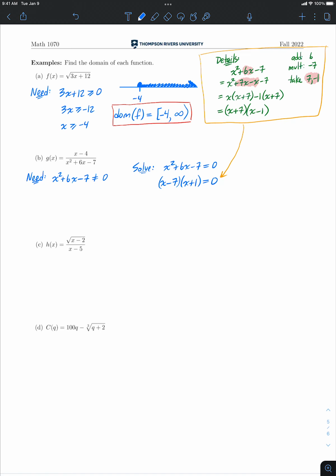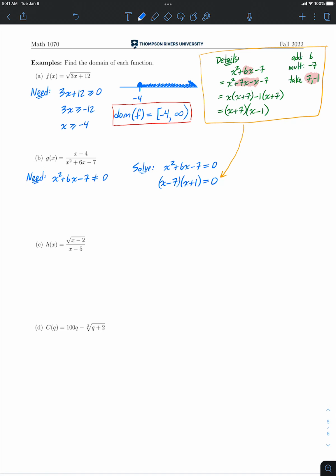What's the point of this? Well, now look at what we've got. We've got an equation of a certain form: the product of x minus 7 and x plus 1 has to equal 0. The only way a product of two numbers can be equal to 0 is if one of the two factors is equal to 0.